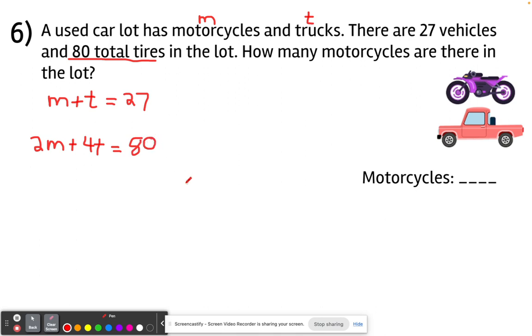Again, I could do elimination really easy with this one because they're both written in standard form. I could also do substitution pretty easy on this. I'm going to stick with elimination. When it's in standard form, I usually use elimination. I'm going to multiply this entire top equation by -2 so my motorcycles cancel out. -2 times m, -2m. -2 times my number of trucks will be -2t. And -2 times 27 will be -54.